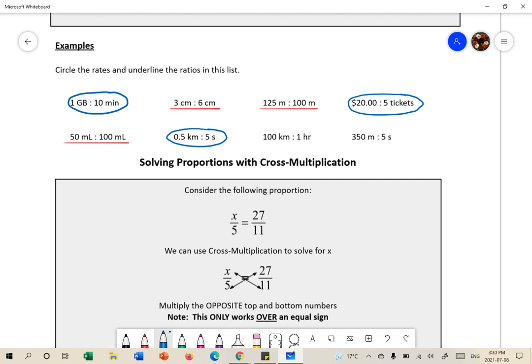100 kilometers to 1 hour. Different units, that's a rate. 350 meters to 5 seconds. Different units, that's a rate.